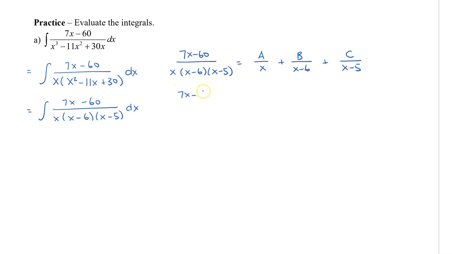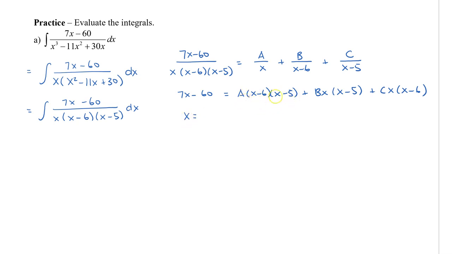So multiplying every term by the common denominator, we will have 7x minus 60 equals a times x minus 6 times x minus 5, plus bx times x minus 5, and then plus cx times x minus 6. All right, so we'll not set it equal to 0, but we're going to drop out terms by setting x equal to certain values that will make each term equal to 0.